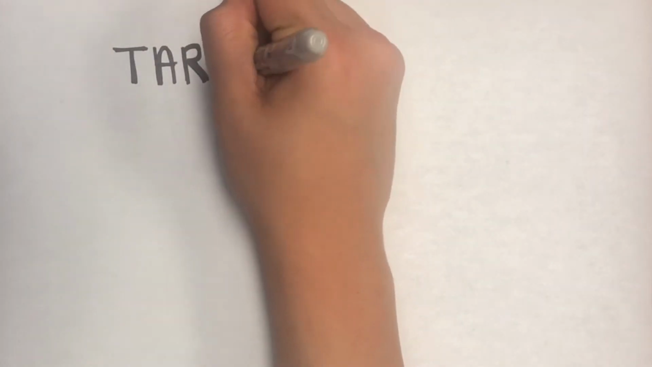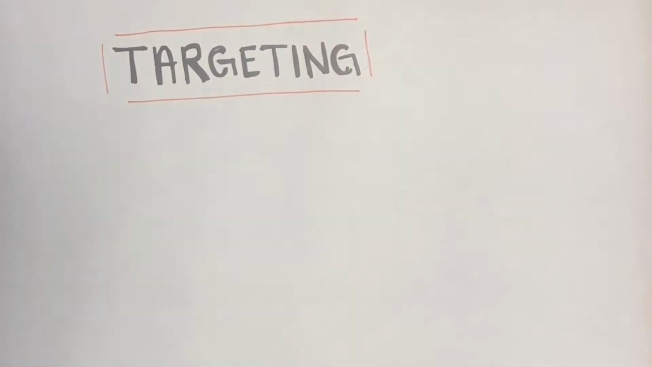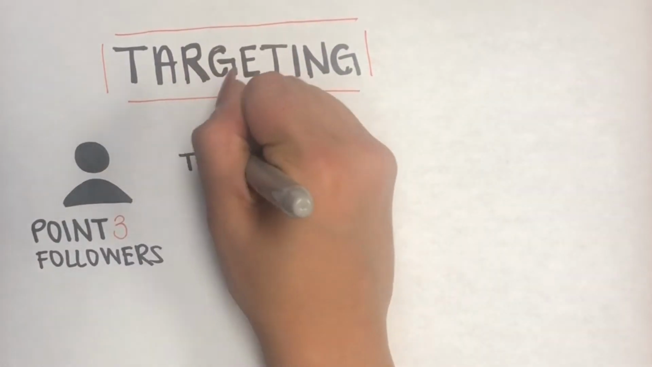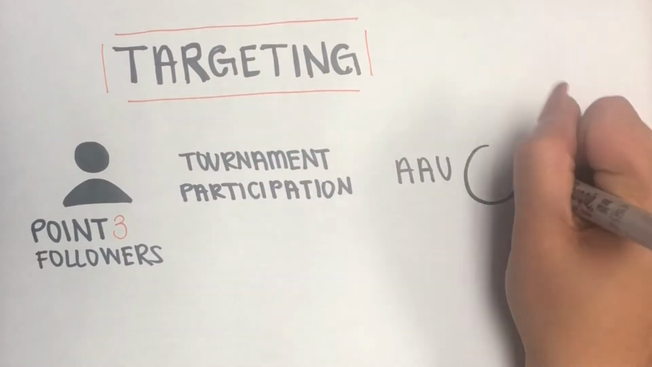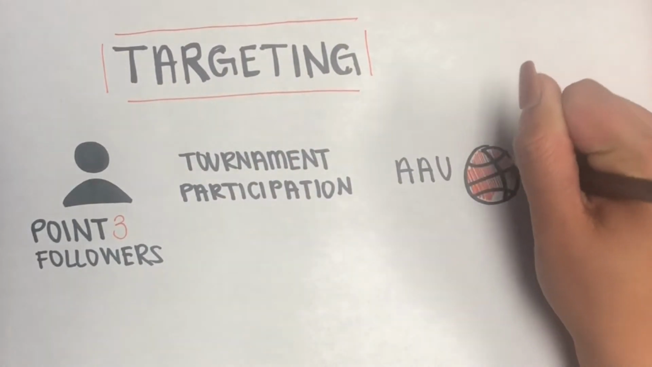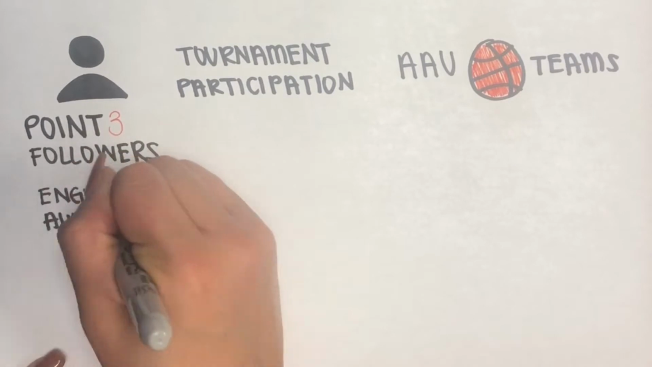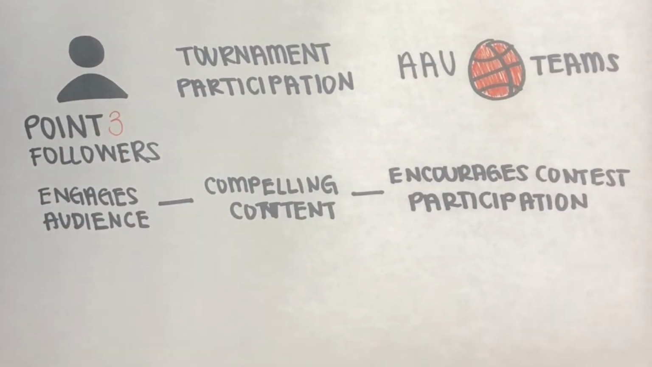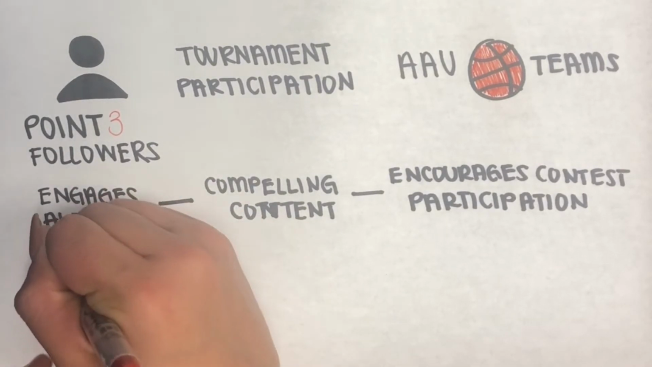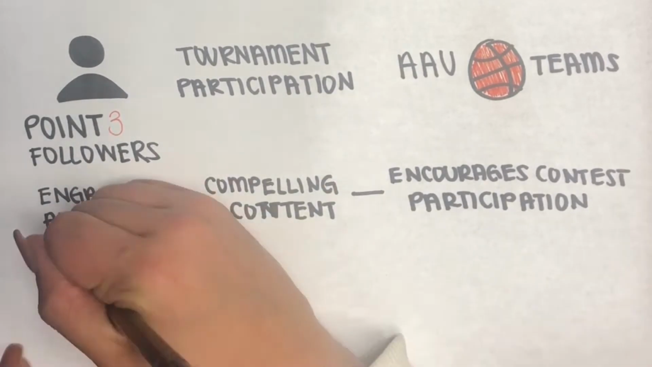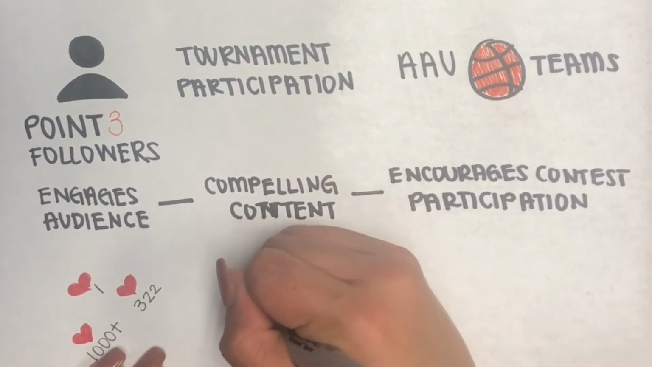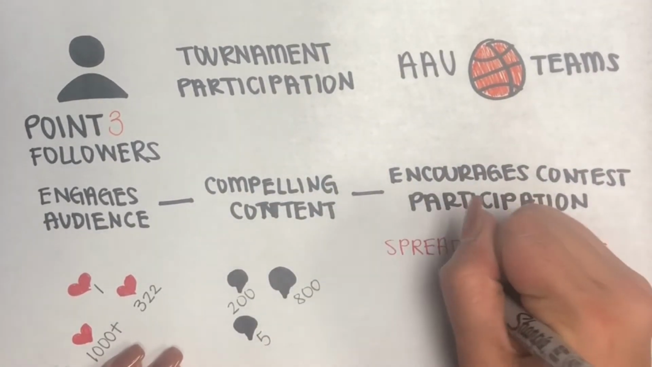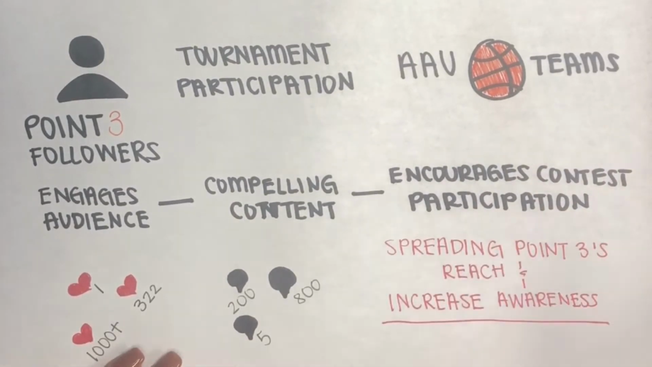The purpose of the contest is to organically spread the word about Point 3 and the contest. We will initially target known tournament participants and AAU basketball teams with our social media content. Our paid content should be compelling enough to drive individuals to engage with our content and submit entries to the contest. As individuals submit entries and use the hashtag #MyPoint3Shot, our reach will grow to their followers and others following the hashtag as well.